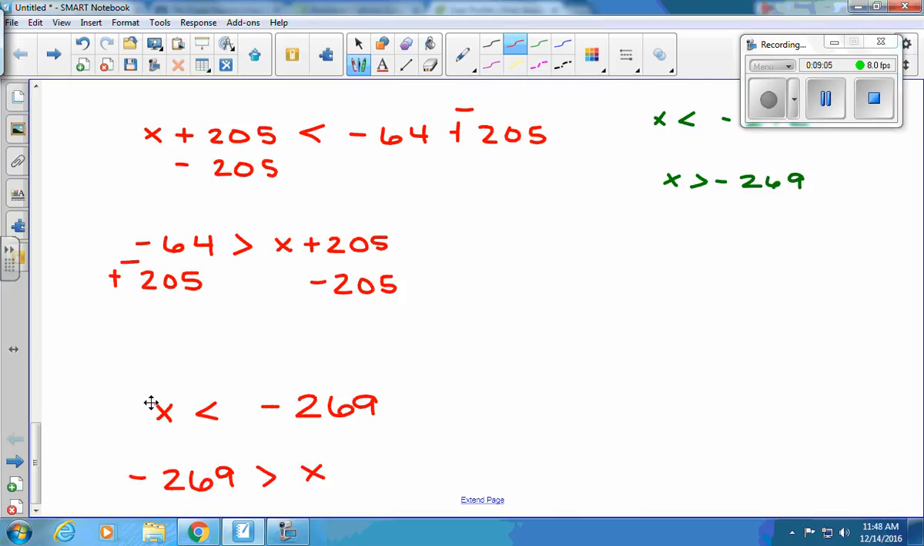What do you notice about both x's? What do you see? The less than sign is pointing to them, right? So if this has to point to the x, this has to point to the x if you switch it around. If not, when I graph it, I'm going to say negative 269. Is it going to be an open or closed circle? Open. X is less than. Less goes this way. If you use the trick, and you say, okay, x isn't first, then you flip the other direction.